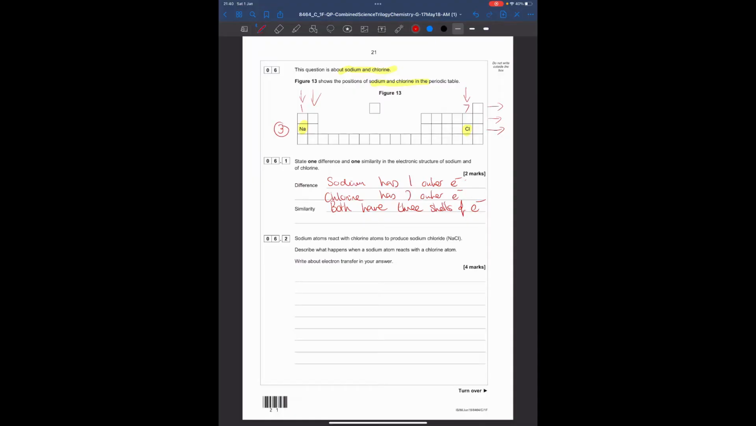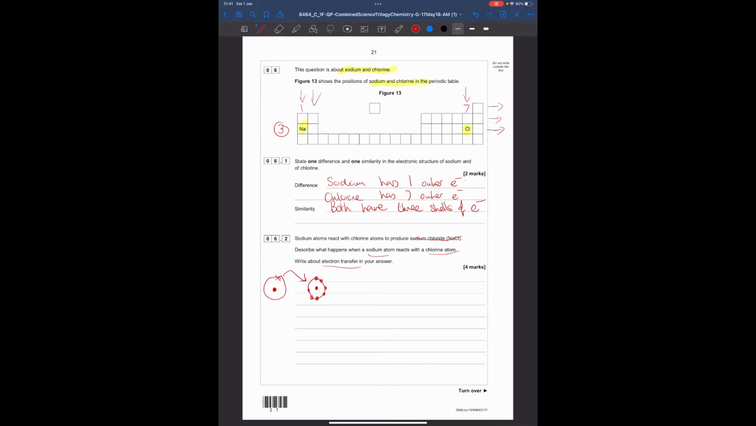So question 6.2, sodium atoms react with chlorine atoms to produce sodium chloride compound. Describe what happens when a sodium atom reacts with a chlorine atom. Write about electron transfer in your answer. So if we draw out a quick sketch of what's happening then in terms of the outer shells, we've got sodium that has 1 electron, we've got chlorine that has 7. So how are they going to help each other out? They want a full outer shell, so sodium is going to give its 1 electron to chlorine.